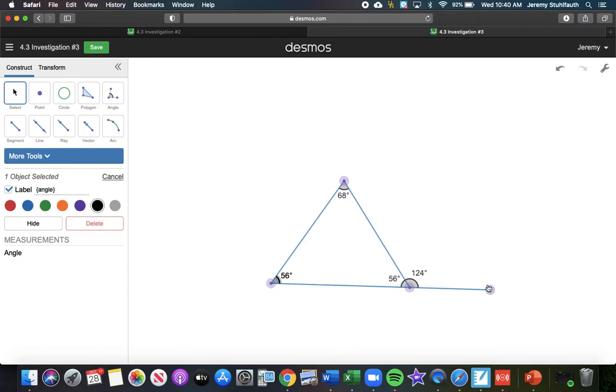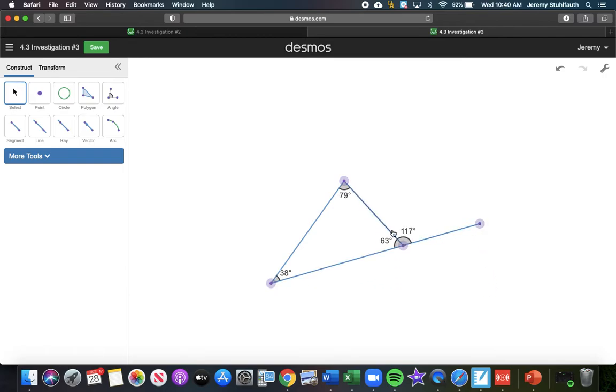If I adjust this right here, I've adjusted this exterior angle. I've changed the angles a little bit in this triangle. If we look at 38 plus 79, that would give us 117. If we adjust this a little bit more, if we look at 54 plus 83, that would give us 137. If we have 44 plus 83, that would give us 127. If we look at this, 33 plus 42 would give us 75.